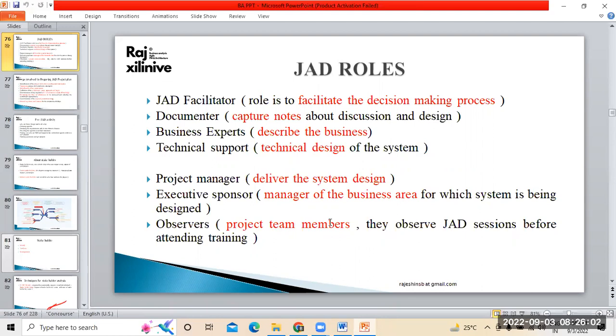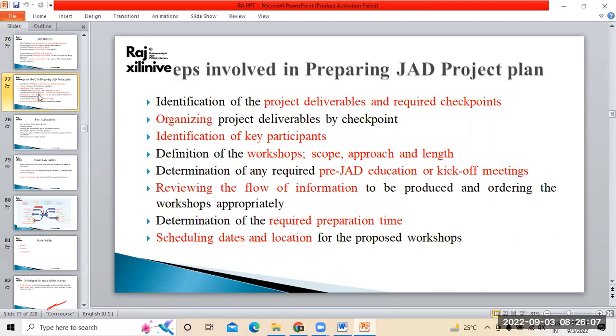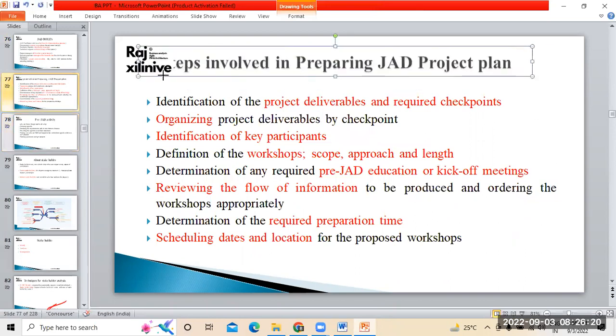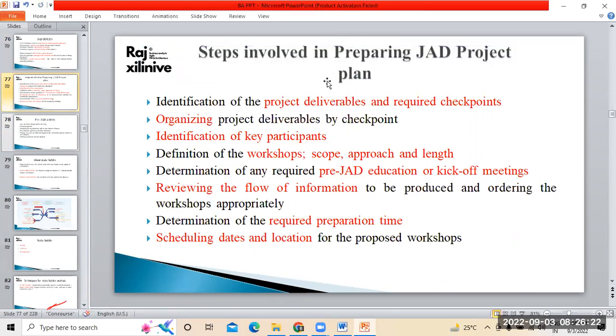So that's the reason why. These are the steps involved in preparing a JAD project plan. If you can see here, these are the different steps involved in preparing a JAD project plan. The first thing is that we need to identify the project deliverables and required checkpoints. This is the first point.